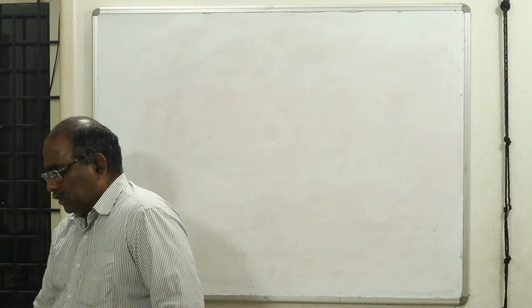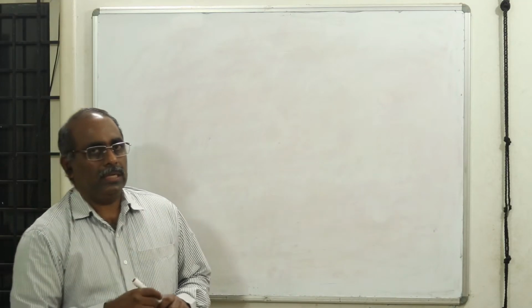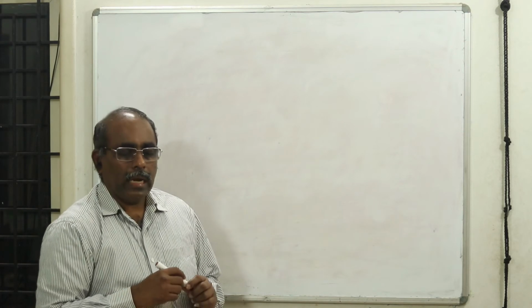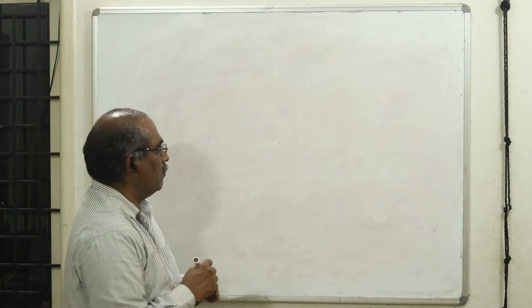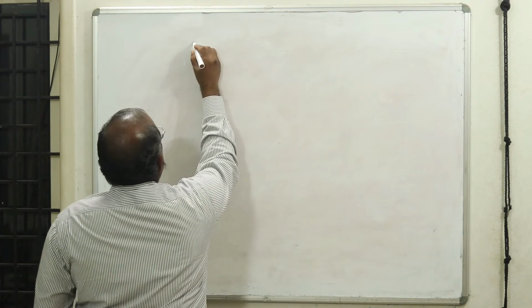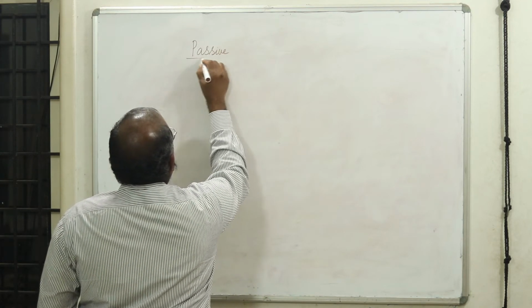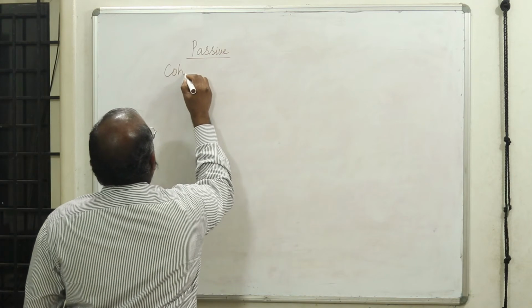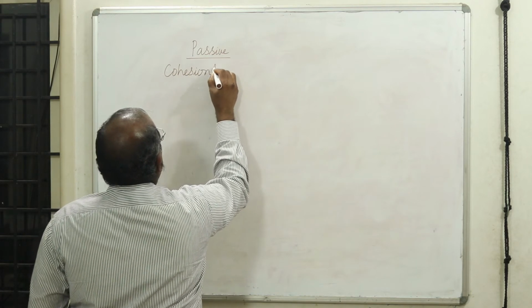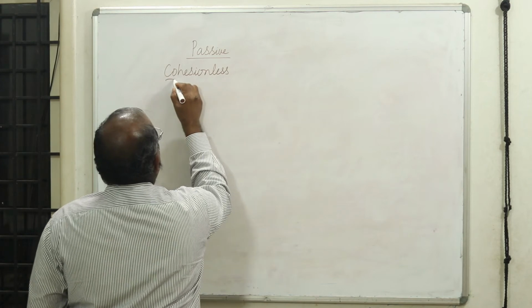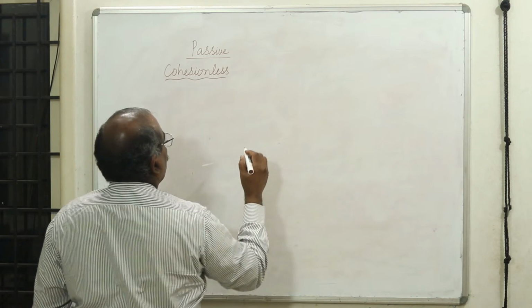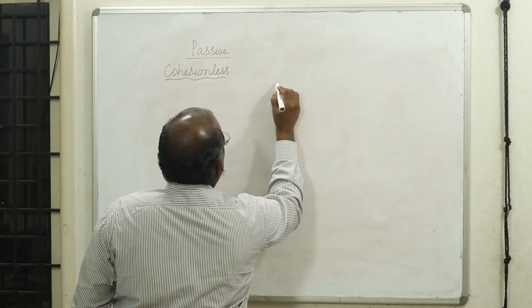Now we'll go to the passive case. Students, we have been seeing all along Rankine's method, only the active case. Now we'll go to the passive case. Now what happens when you have a passive case? Let us consider cohesionless backfill. Now you have a retaining structure.